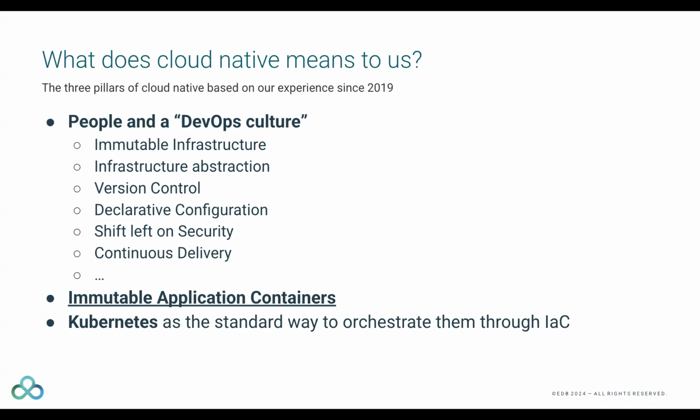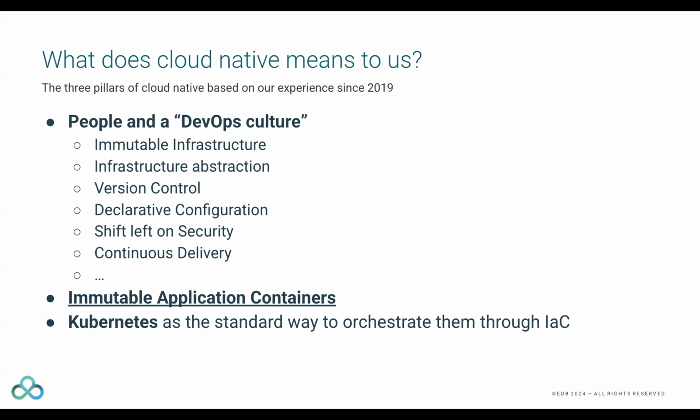For example, there are some capabilities that come from DevOps that apply to the cloud native world, and I selected some of them, like immutable infrastructure, infrastructure abstraction, version control. Primarily, these three form the infrastructure as code principle, together with declarative configuration. Then, shift left on security. You'll see in CloudNativePG, we rarely mention security because it's pretty much everywhere. Okay, it's part of the process.